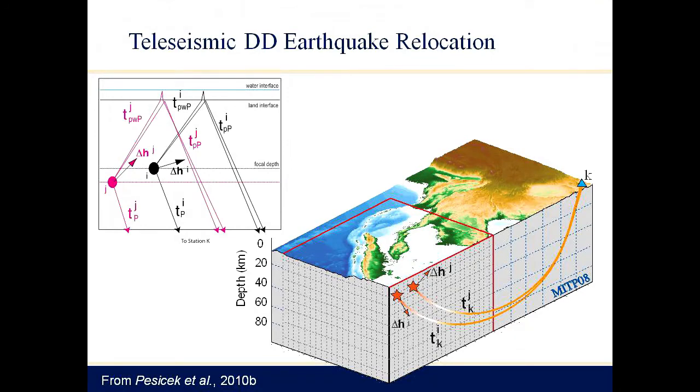Then we take the double difference technique, just the relocation part, and we extend it to teleseismic distances, and we incorporate the use of depth phases. So a depth phase is a P wave that goes up, hits either the land interface or the water interface, gets reflected down, and then travels out to the station. So it turns out this leg of the ray is a very good control on the depth of the earthquake. So if we can use this information, we can get better depths.